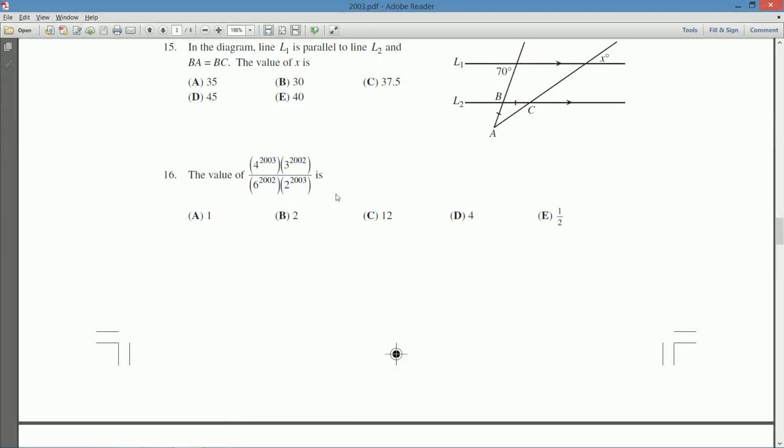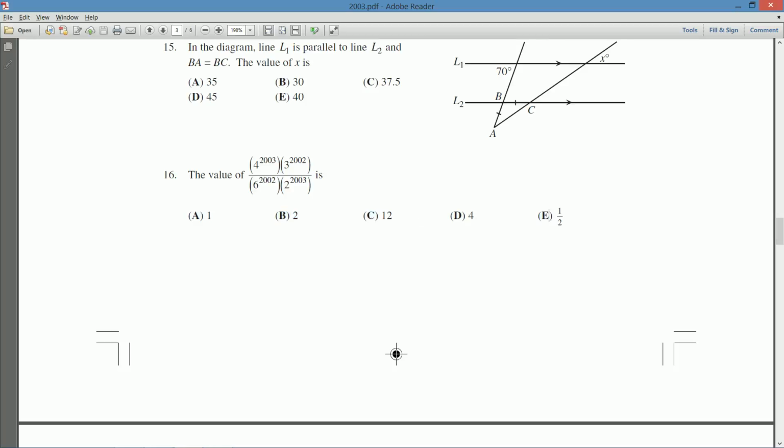Okay. So things that are catching my eye right away, lots of really high exponents. There's no way we could do this on a calculator, especially given all the answers are nice and neat and simple. They're very small numbers. So what I'm thinking is we probably need to start canceling stuff out.